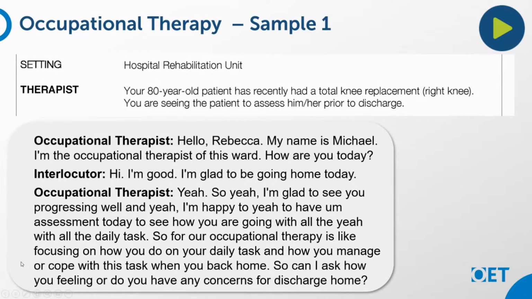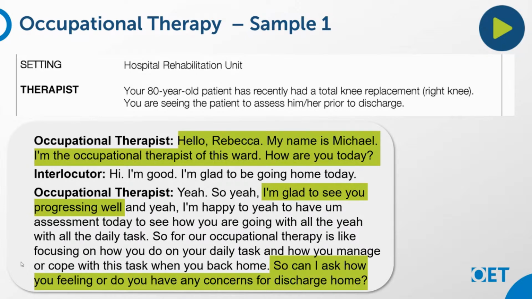And you can see that the opening greeting is cheerful and it's also still appropriately professional. Michael decided to ask the interlocutor what name to use for them during the preparation time. And so he only needed to introduce himself. And he then responded to the patient saying they were glad to be going home in a nice way. His attempt to outline the purpose of the conversation could have been done perhaps a little bit more fluently, but he did finish off with an open question to find out how the patient was feeling about discharge.